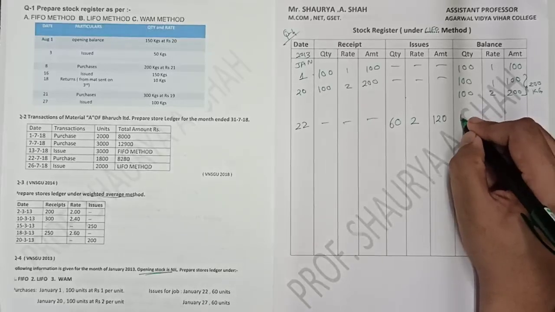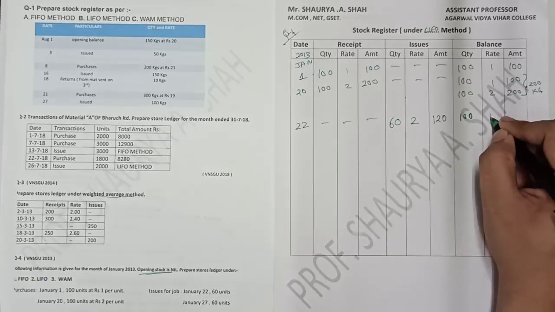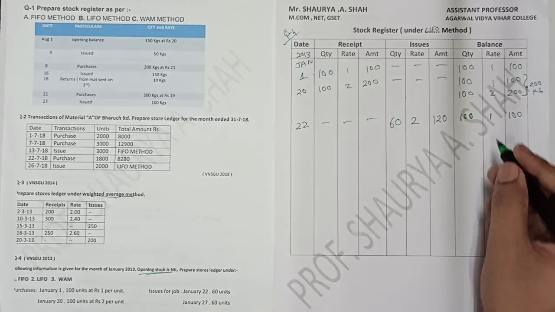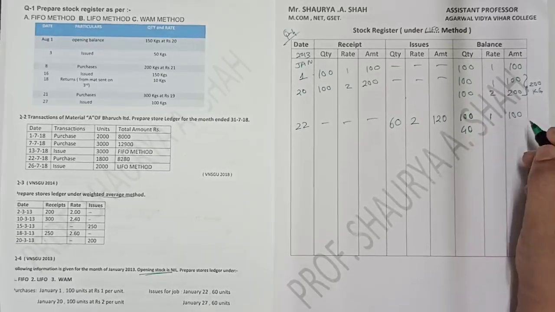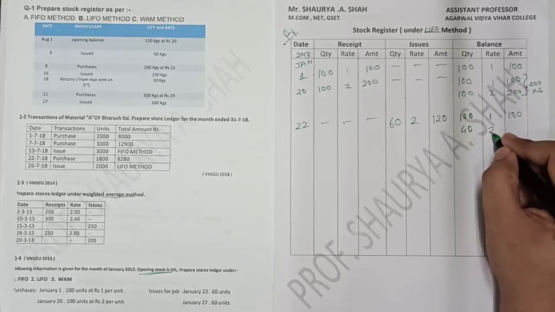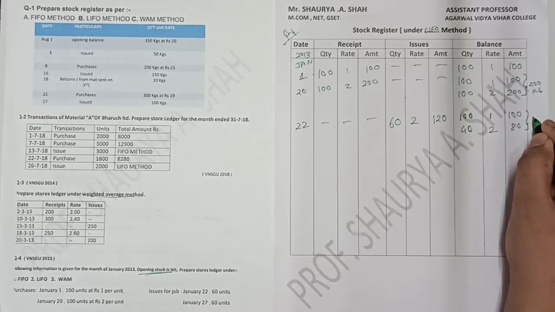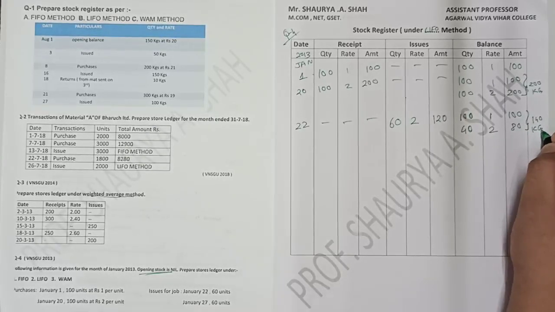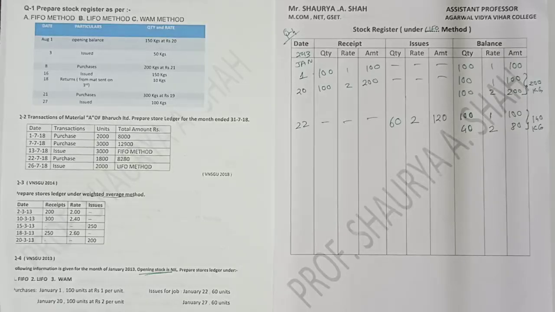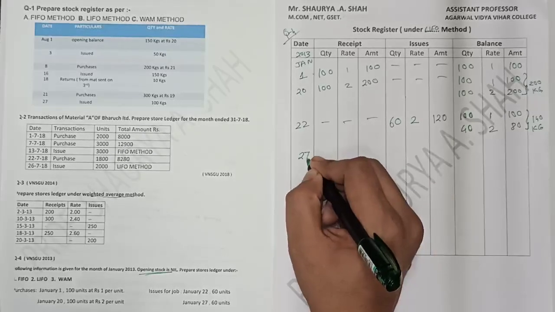Now the quantity left with me is 100 units at 1 rupee rate, that is 100. And from this family, I have only 40 units left, right? So 40 units into 2 equals 80. So now I am having 140 kg. Understand, students, the total quantity remains the same. There is no change in that part. But the only change is in your price. Is it clear?